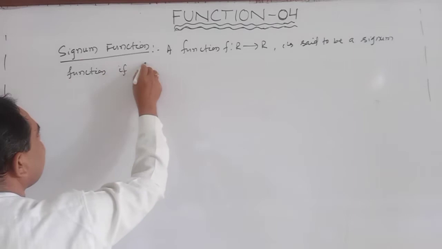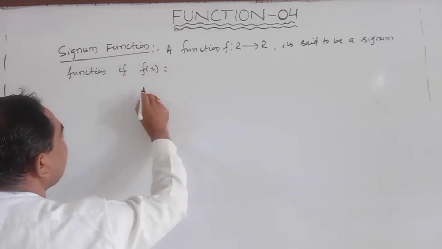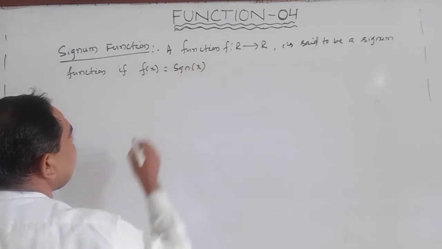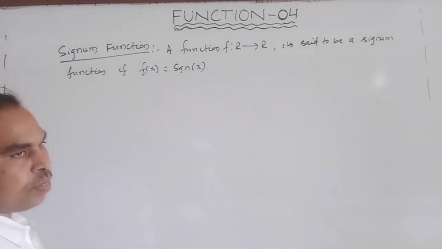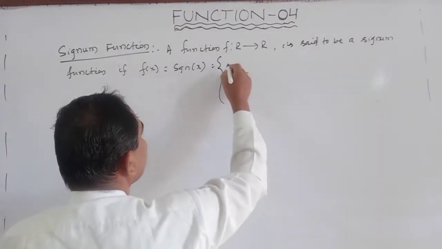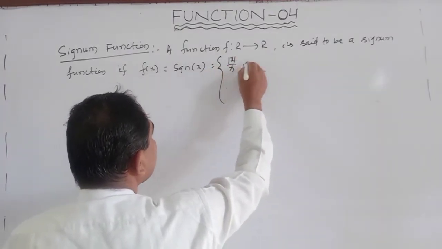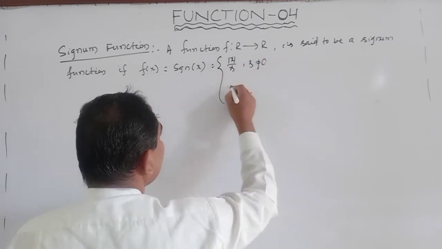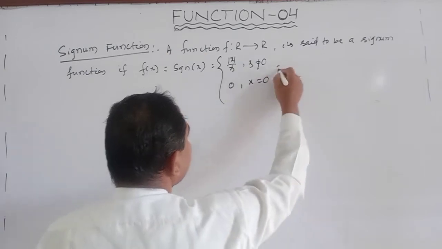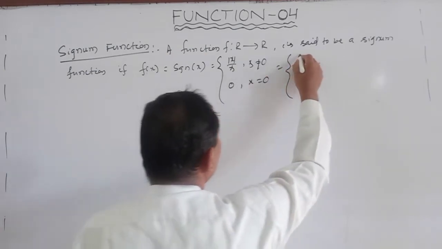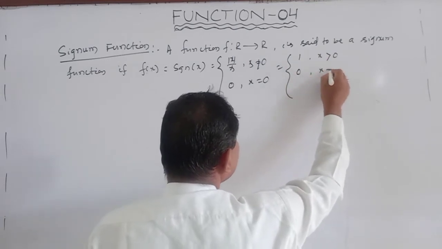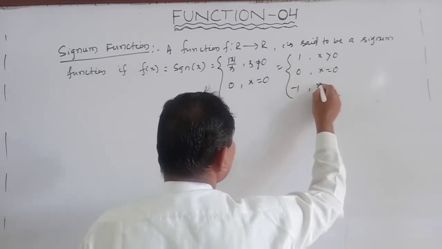if f of x is equal to sgn x is equal to mod x by x, x not equal to 0, and 0 when x is equal to 0. Also, it is equal to 1 when x is greater than 0, 0 when x is equal to 0, minus 1 when x is less than 0.